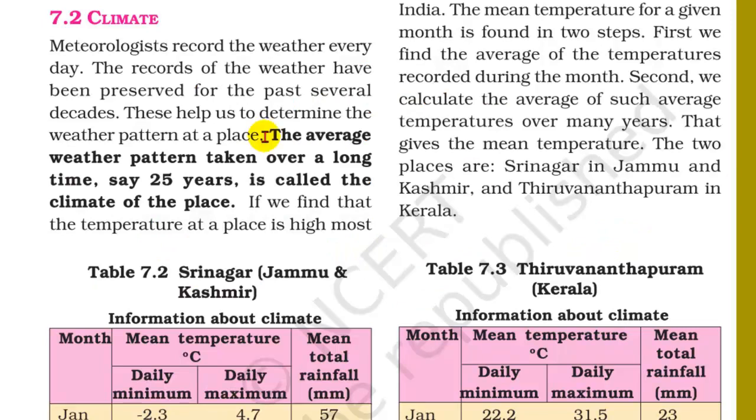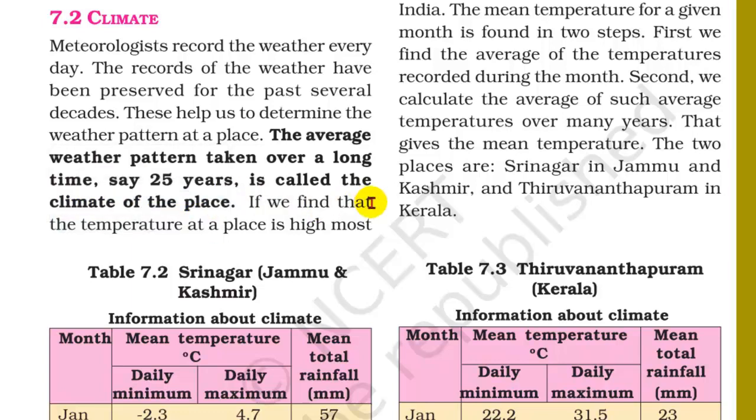Next, there is a term called climate. The climate is different from the weather. As we know, weather is the day-to-day condition of the atmosphere of a particular place. Here the climate is the average weather pattern taken over a long time. Say, for example, it may be 25 years or 30 years or 50 years. So this we call the climate of that place.